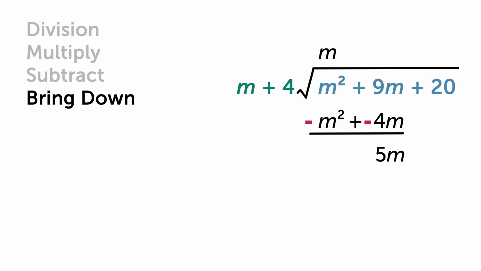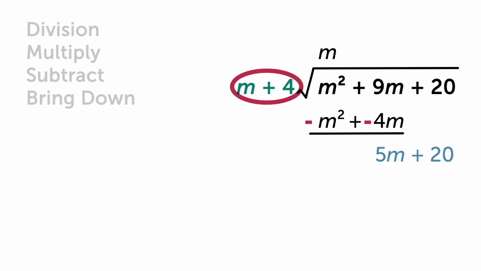Now we need to bring down the next term of the polynomial's dividend. In this example, the next term that has not yet been used is a constant term, so bring down the 20. From this point, the process is repeated again: divide, multiply, subtract, bring down. But the expression that is now used as a dividend is the new expression. Here, the divisor, m plus 4, will be divided into the expression 5m plus 20.